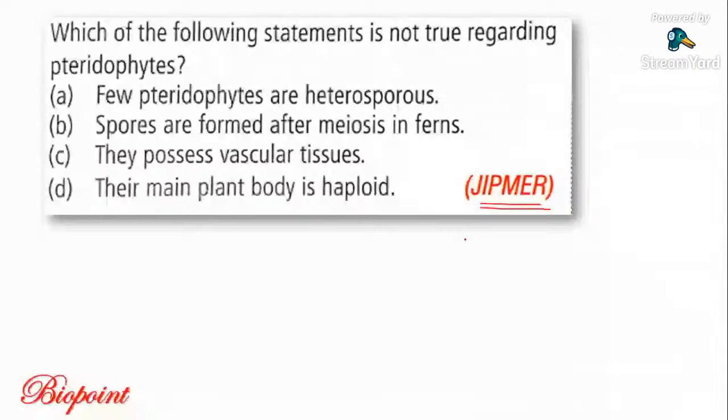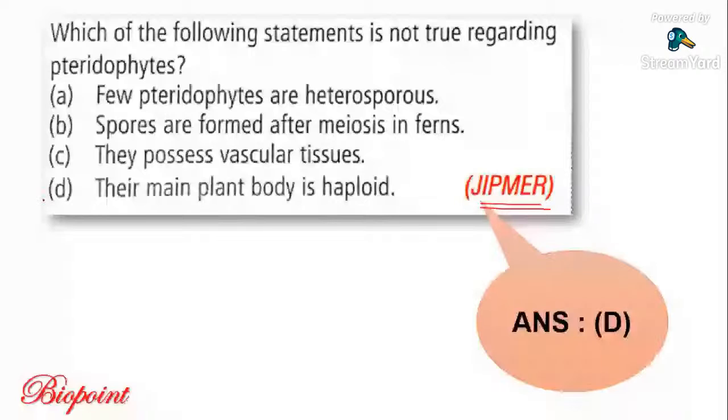The correct answer for the question is option D. Their plant body is haploid, that is actually a false statement. The main plant body of pteridophytes is diploid in nature.